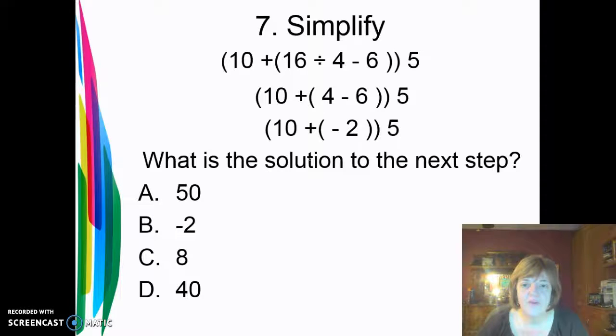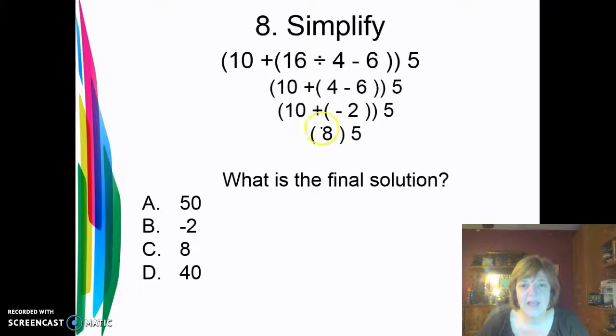Okay, so I've done that for you. Let me show you how we got here. We got the 16 divided by 4. We've got the 4 minus 6 gave us a -2. That was the answer to the last question. What's the solution to the next step? So what is your next step going to be? Remember, we're still trying to get rid of parentheses. I'm still seeing lots of them.